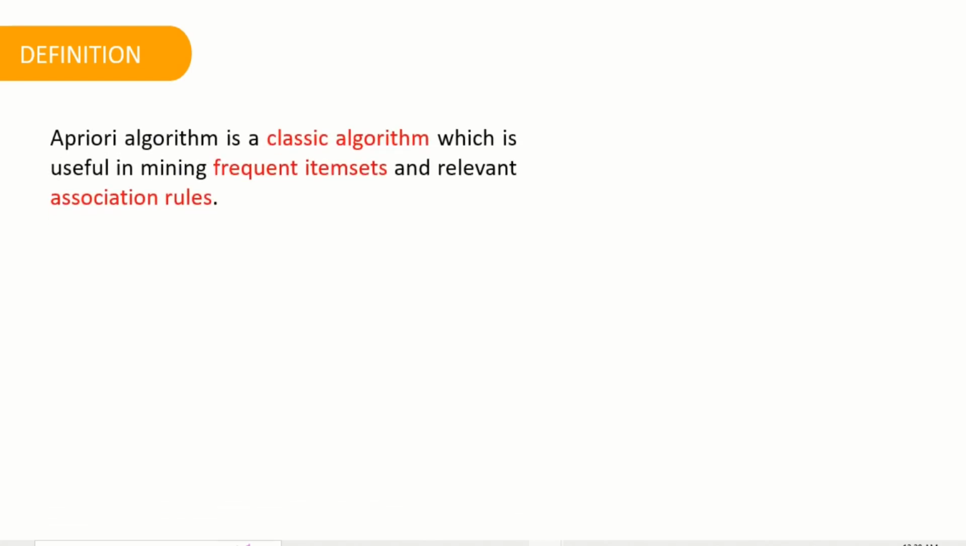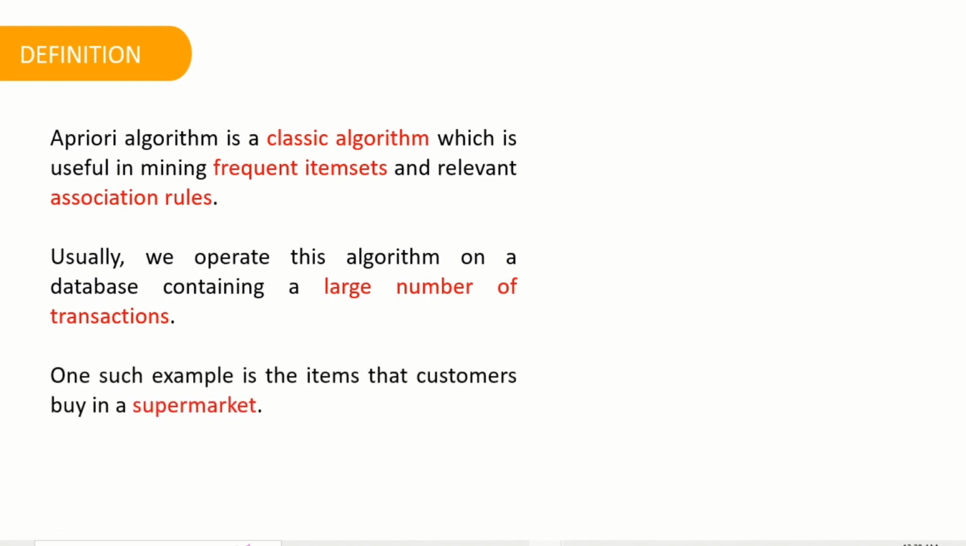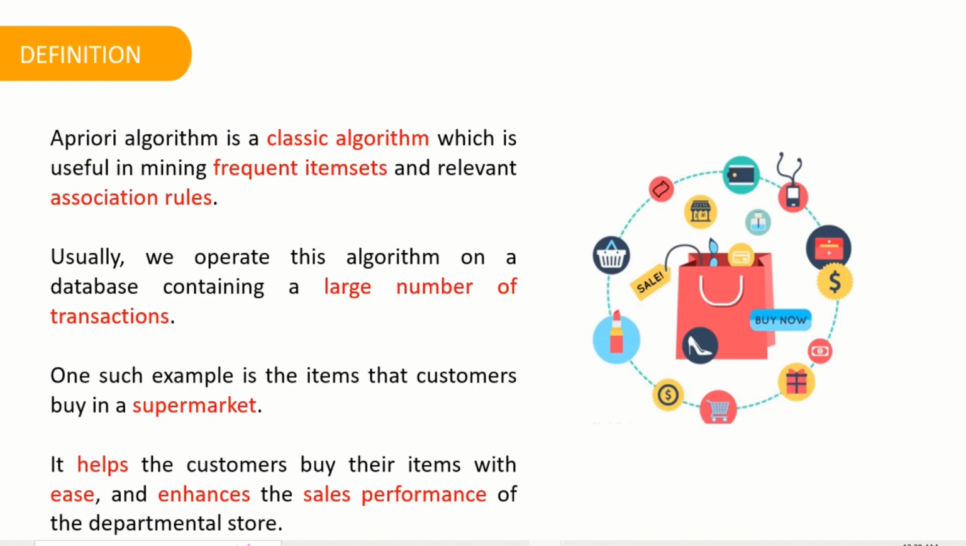Firstly, let us look at the definition of the Apriori algorithm. It is a classic algorithm which is useful in mining frequent item sets and relevant association rules. Usually, we operate this algorithm on a database containing a large number of transactions. One such example is the items that customers buy in a supermarket. And it helps the customer to buy their items with ease and enhances the sales performance of the departmental store.